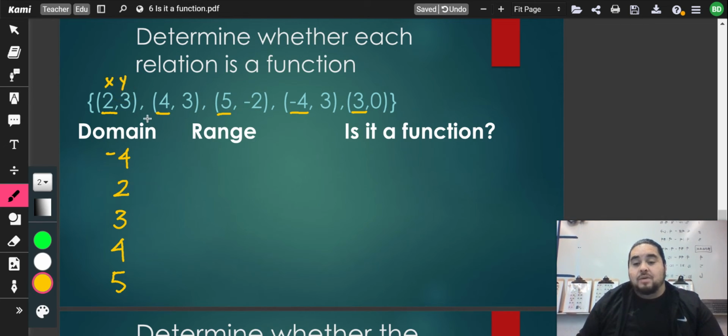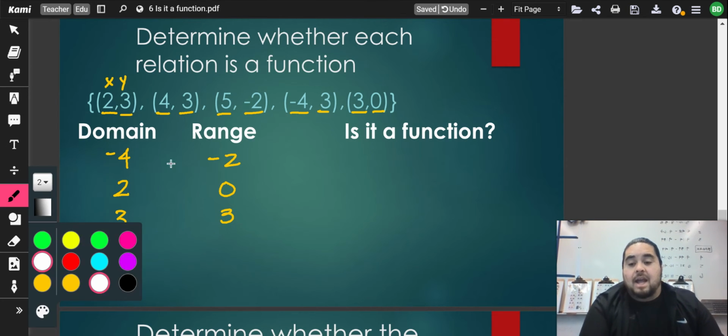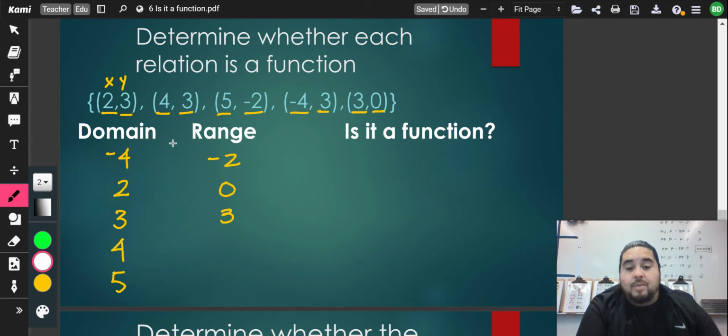That's my y value. So I have 3, 3, -2, 3, and 0. In order from least to greatest, starting with -2. And then I have 0. And then I have 3, which happens 3 times, but again, I only write it down once. Okay? And now, looking at the ordered pairs, I'm going to connect domain and range based on the ordered pairs.